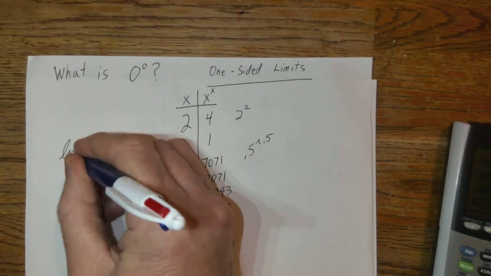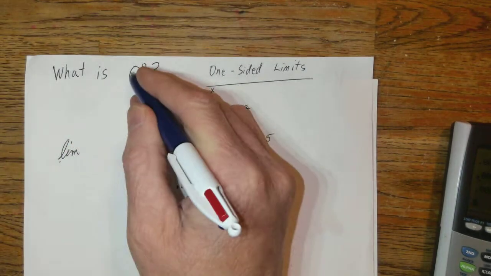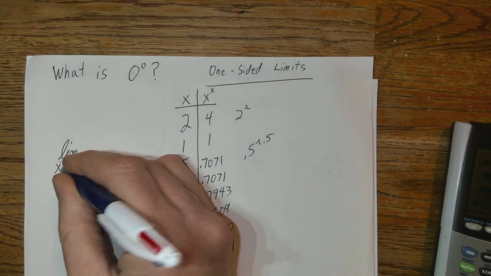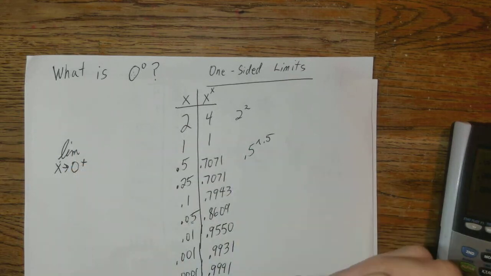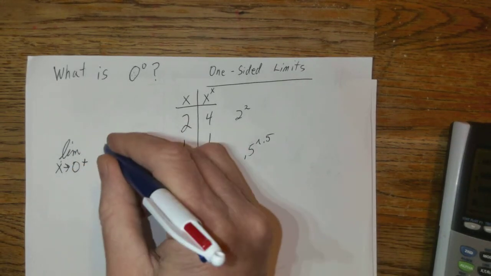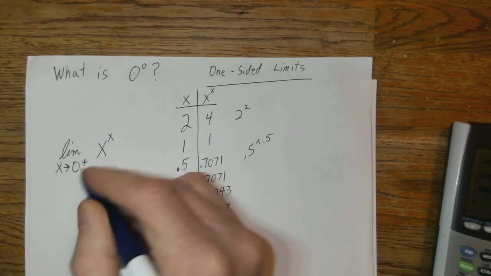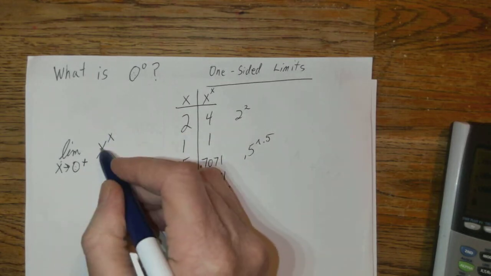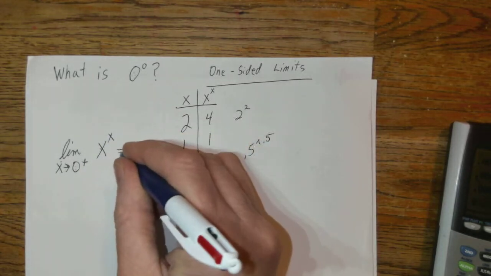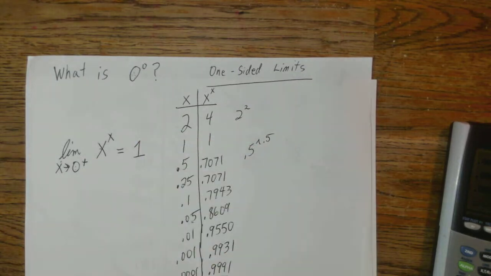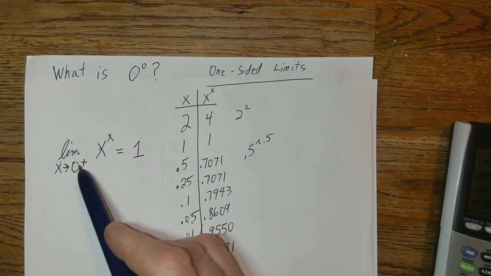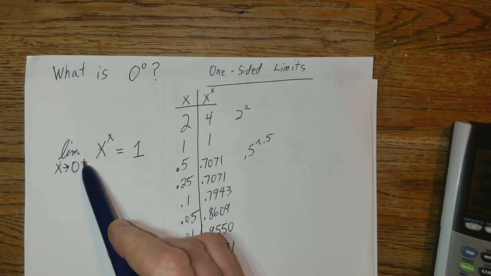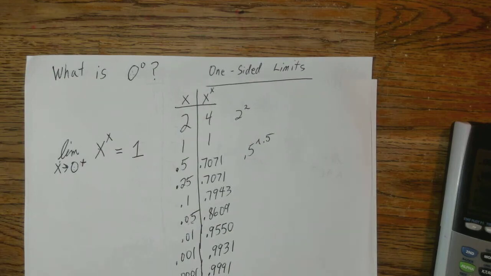So, since we can't do 0 to the 0, let's say as x approaches 0 from the positive side, the negative is a whole different can of worms, of x to the x. In direct substitution, that would be 0 to the 0, which would be 1. I think that would be an approximation. This is what we're talking about, one-sided limits, this one from the right side, the positive side.